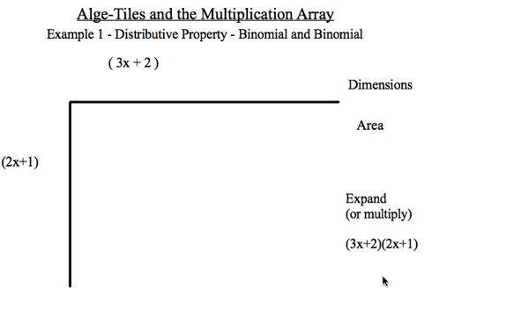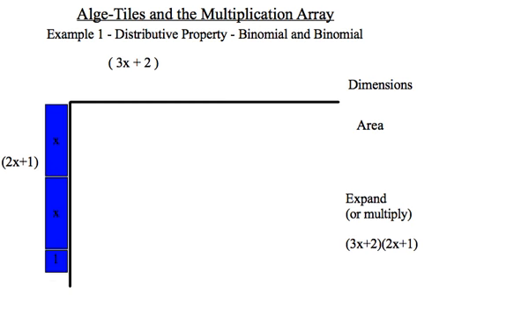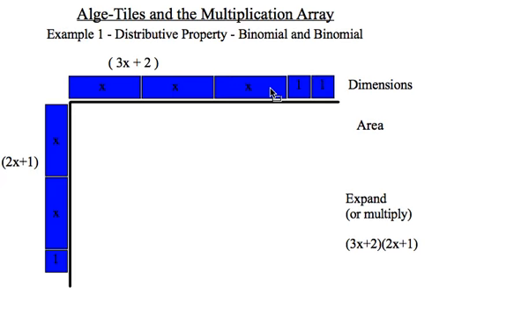First example, I would like to multiply 3x plus 2 times 2x plus 1. Now you'll notice I have expand written up here as well. Sometimes the textbook instructions are expand, sometimes they're multiply. What we want to keep in mind is that these are the length and the width of a rectangle, so I will illustrate the 2x plus 1 on the left hand side here, 3x plus 2 on the top.